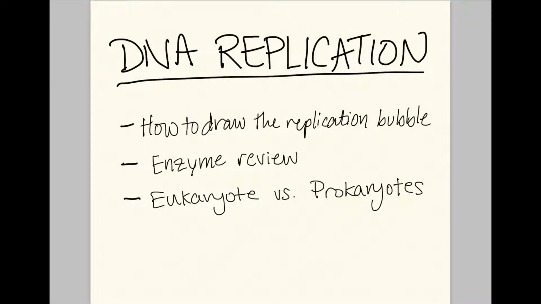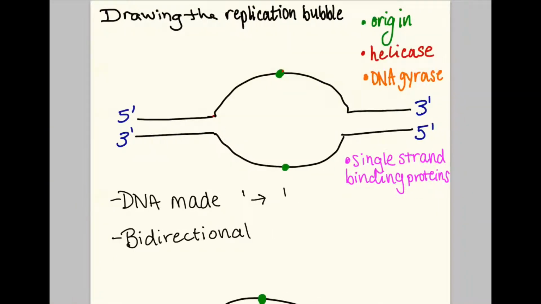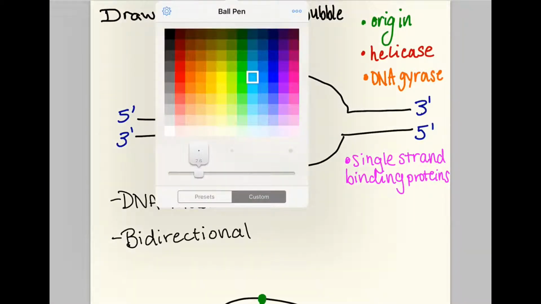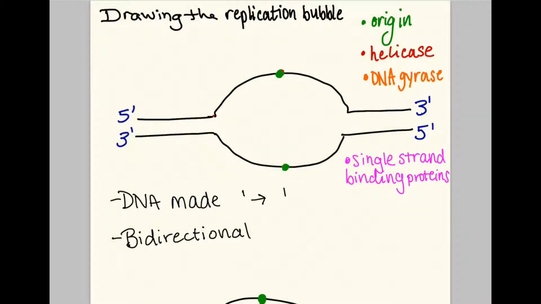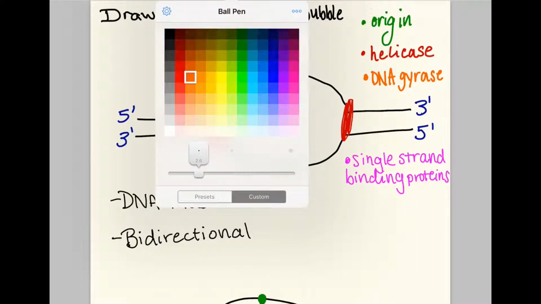Hello, today I will be talking about DNA replication, how to draw the bubble, the enzymes that go in it, and the difference between eukaryotes and prokaryotes. To begin, I have written down the template of DNA with the origin in green, and helicase will start the replication, initiate it, by breaking hydrogen bonds, first starting at the origin and eventually moving out to the ends of the replication bubble at the edges of the fork.